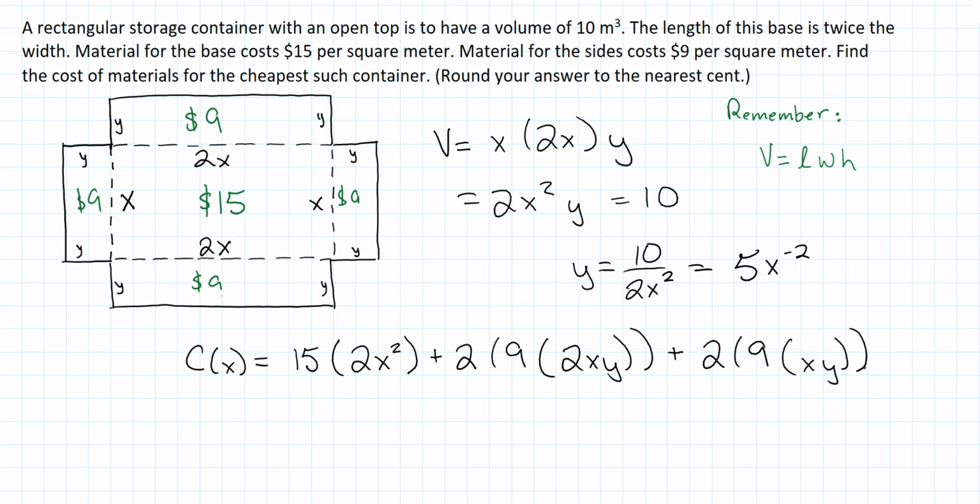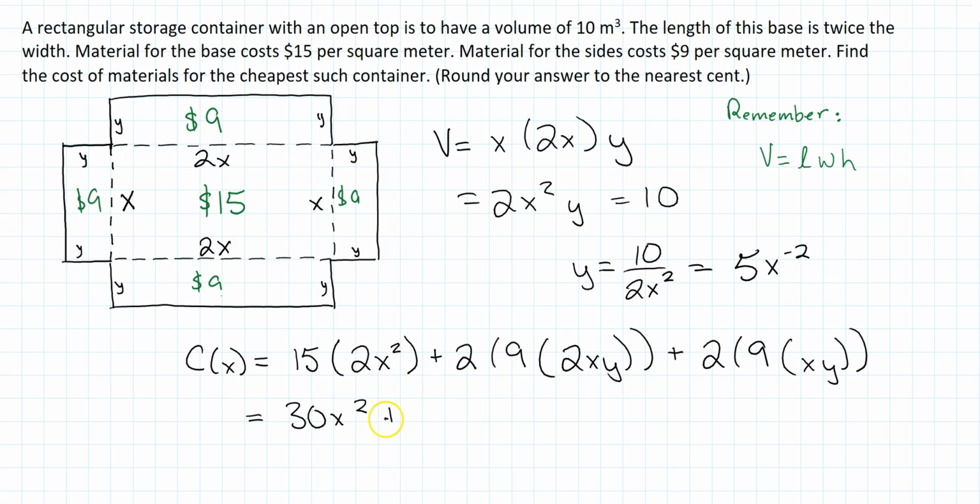All right, and so that covers the cost of everything. I have $15 for the base. I've got $9 for two of the longer flaps, and I've got $9 for two of the shorter flaps. Let's clean this up a little bit. So we have, let's see, 15 times 2x squared is going to give me 30x squared.